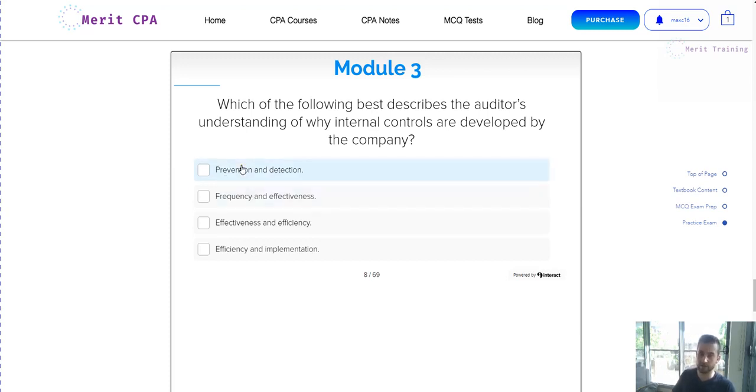Now, if you didn't have that control in place, what that means is there might be instances of error in the payroll data, right? So it's preventing payroll errors.